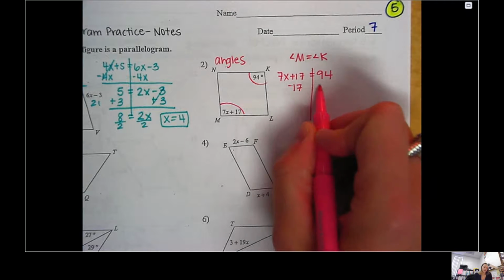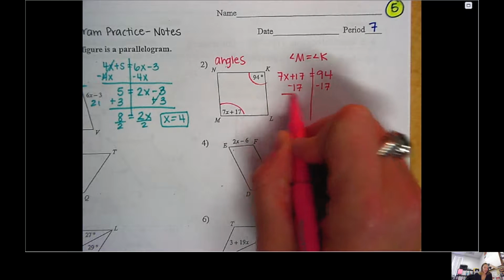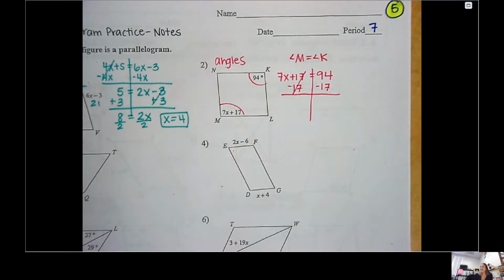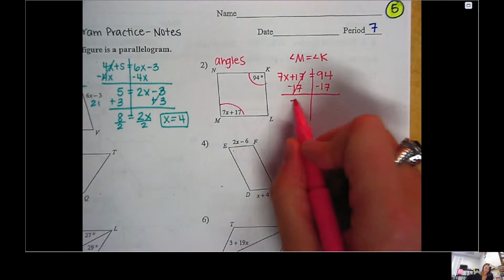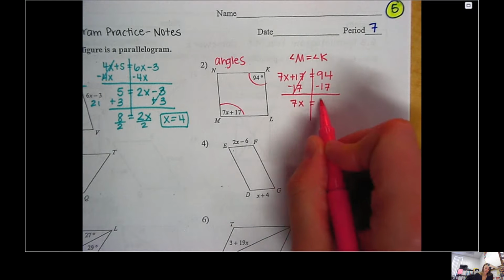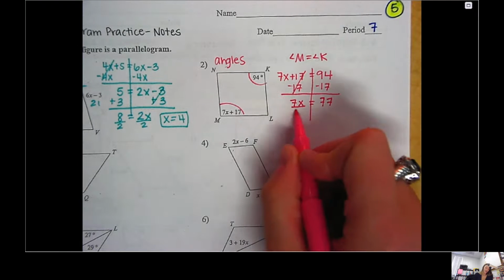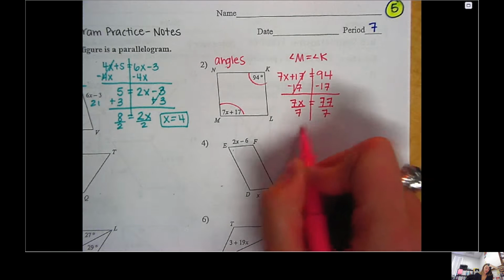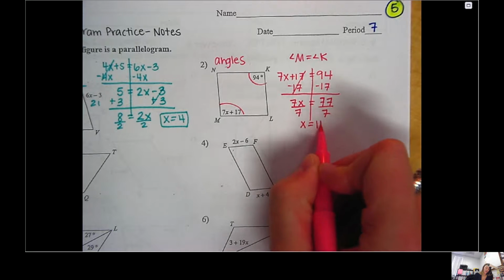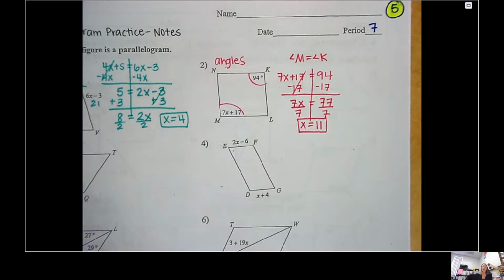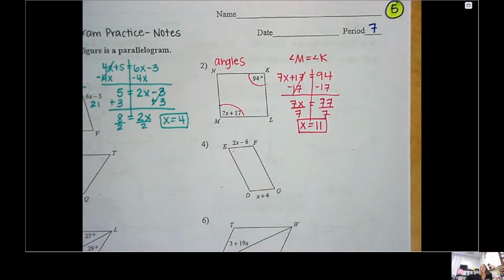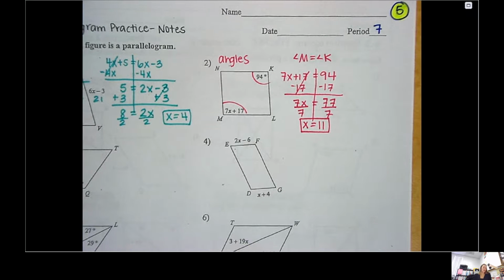So hopefully you're getting that this is just some really easy algebra today. Yeah? Not bad. So that's what? 77? Yep. And then divide by 7. X equals 11. Again, if I wanted to check my work, I could plug it in, but I'm not going to because I'm right and I'm never wrong. So I'm not going to check it.